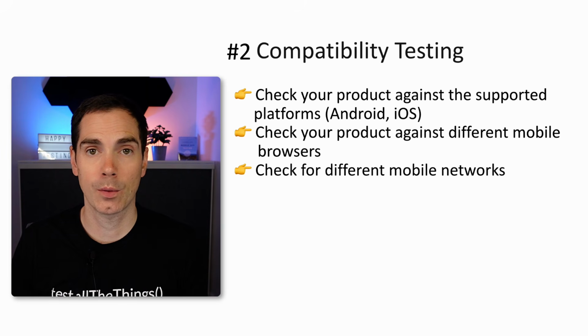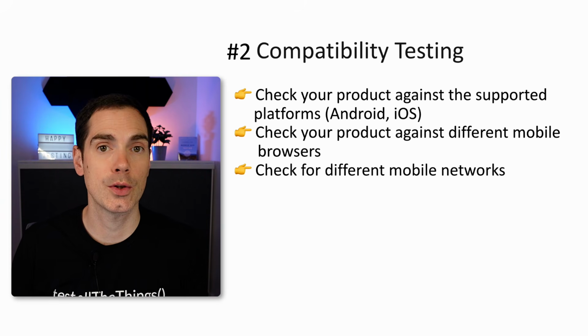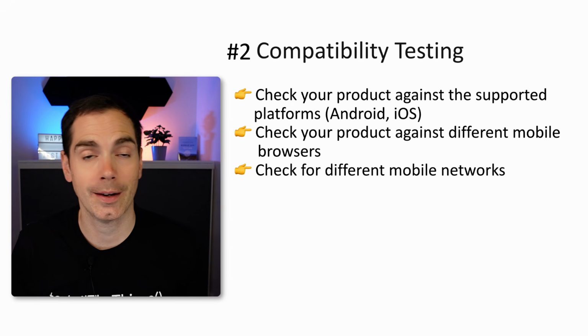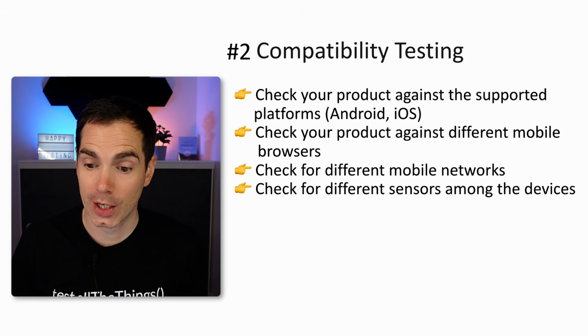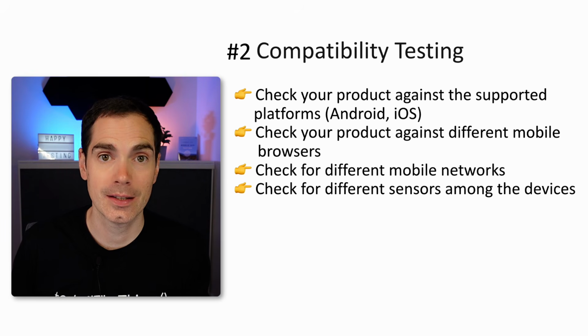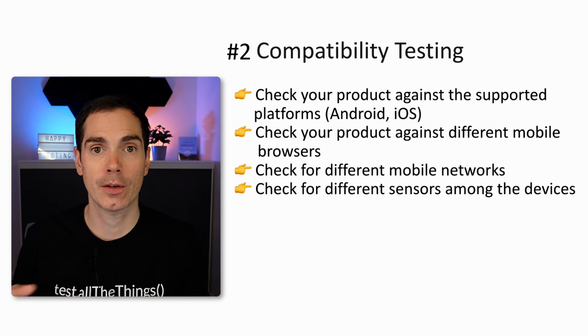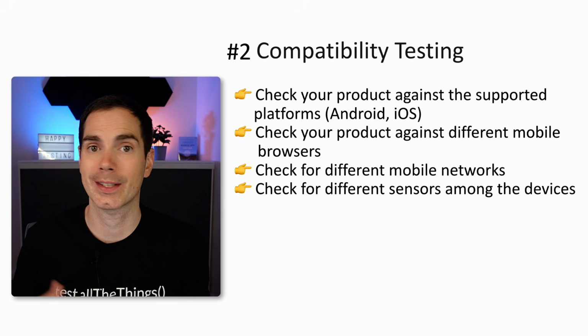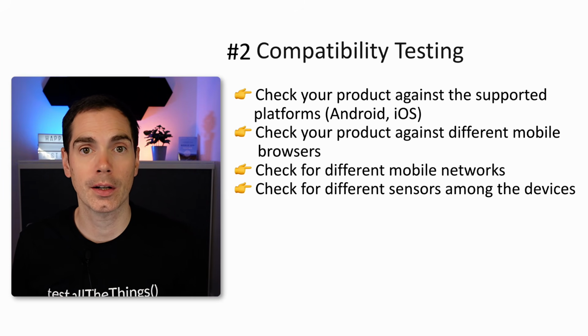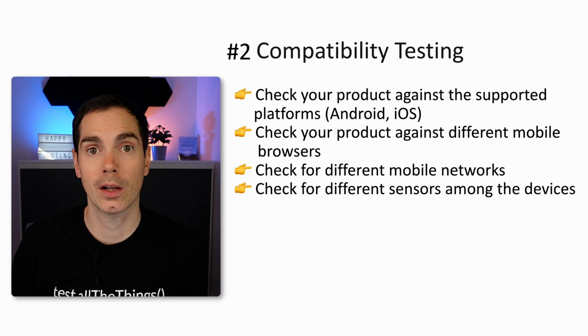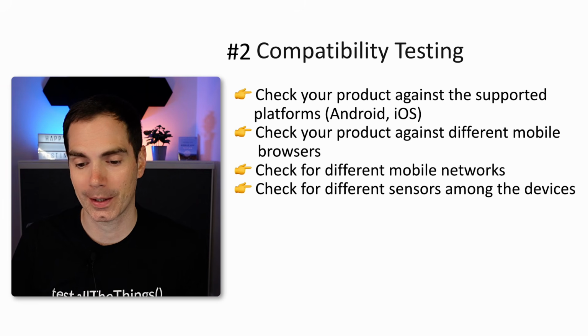Check for different mobile networks in case you know that your customer is using different mobile carriers and different network speeds. You also have to check that everything is working smoothly. And then, of course, check also the different sensors among the devices, especially on Android. If you have different brands, different sensors being used, for example, camera sensors or proximity sensors, and you use that in your product, you have to check the different sensors as well, just to get the best out of your product.